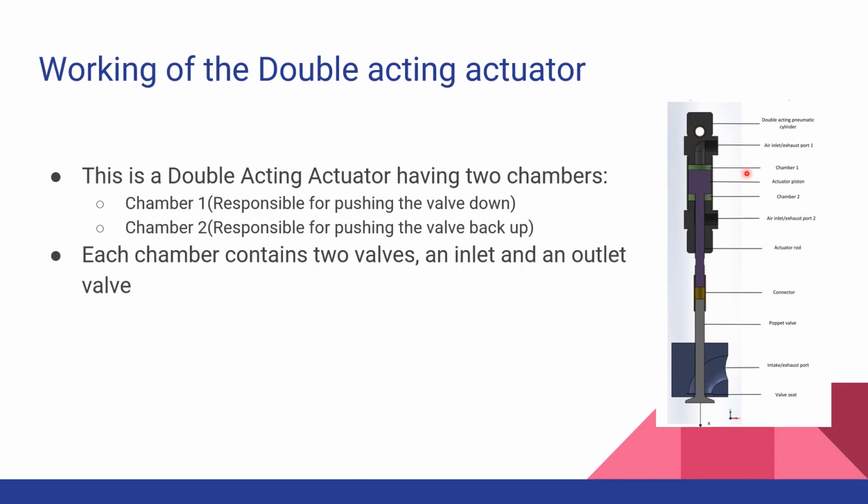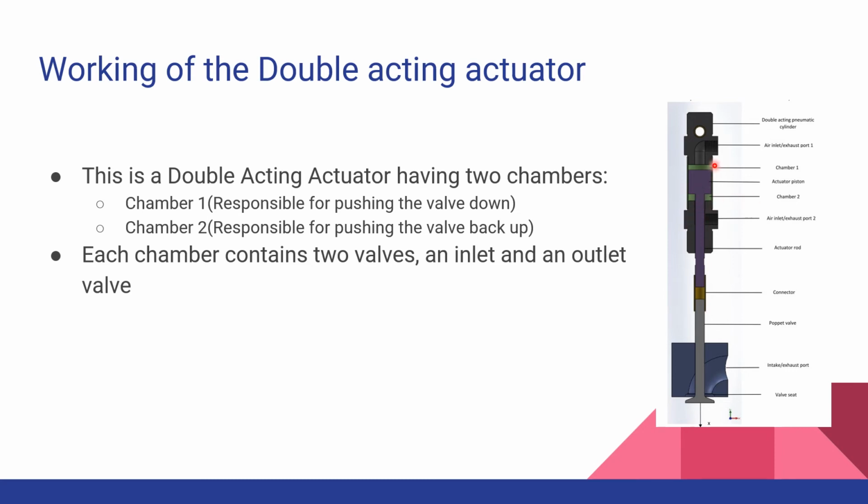So what happens is initially the inlet valve for chamber 1 is opened and the outlet valve is closed. And in chamber 2, the outlet valve is open and the inlet valve is closed. Through the inlet valve of chamber 1, compressed air enters chamber 1 and pushes the actuator piston downwards. Since there is no resistance from chamber 2, any air inside chamber 2 is pushed out.